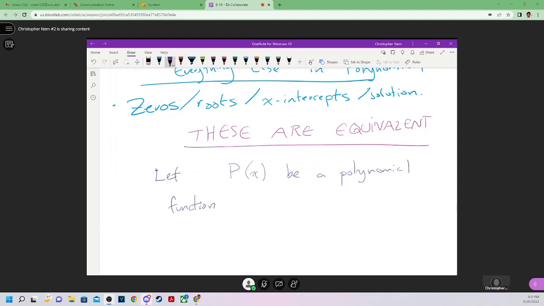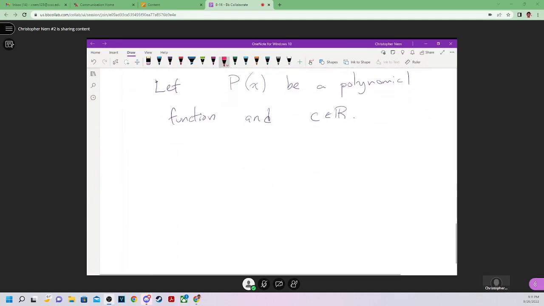So remember what the definition of a polynomial function is. It just has some degree of your x terms. And let's let C be a real number, an element of the real numbers. I don't know what real number. It could be 4, it could be 5, it could be 3.2, it could be the square root of 3, it could be any of that stuff, all right? We're going to have these statements that are logically equivalent.